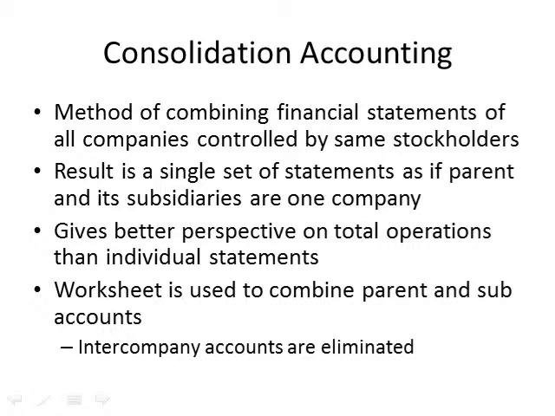In consolidated statements, the assets, liabilities, revenues, and expenses of each subsidiary are added to the parent's accounts. The process of consolidating the parent and subsidiary accounts involves using a worksheet to add together individual balances. Any intercompany accounts, such as loans between companies and revenues between companies, are eliminated in the process. The financial statements of the subsidiaries may not be available to the general public in some cases.